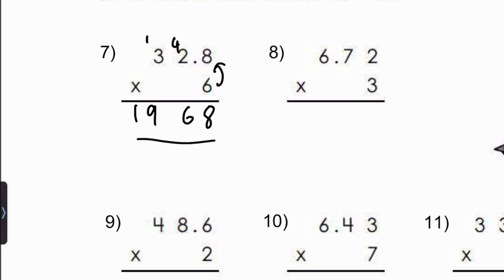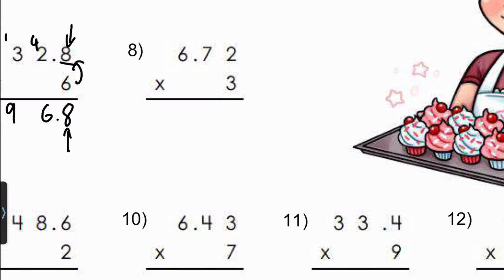1968 is much too big for this multiplication, so we have to remember to put in the decimal point. How you figure out where the decimal point goes is you look at the top number. How many numbers are behind the decimal point? There's only one here, so there's only one. There you go, 196.8.